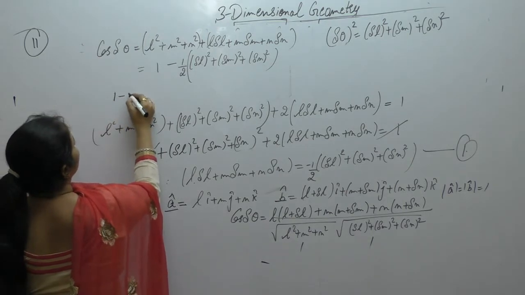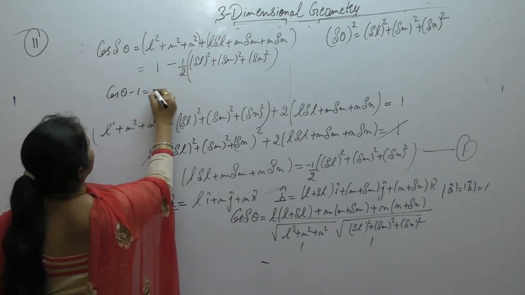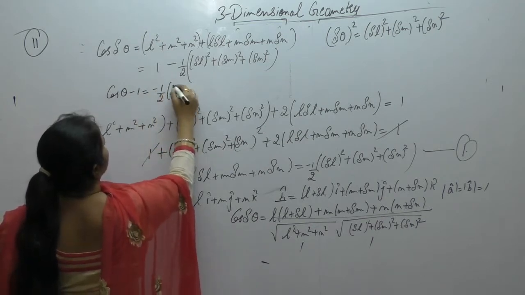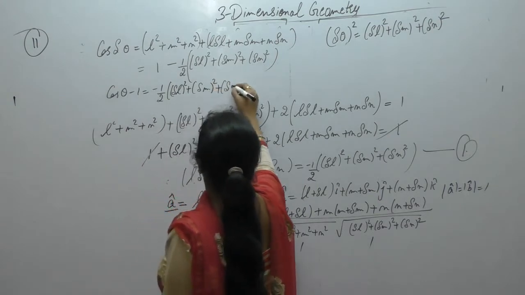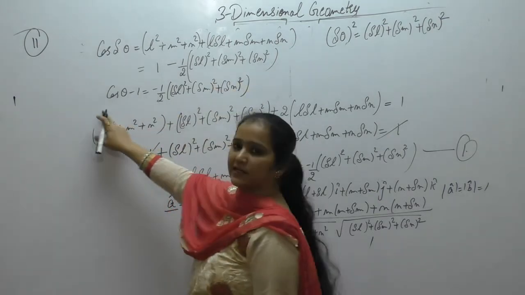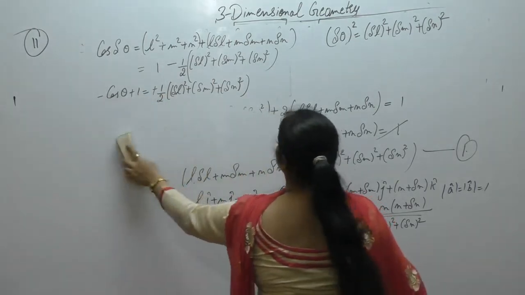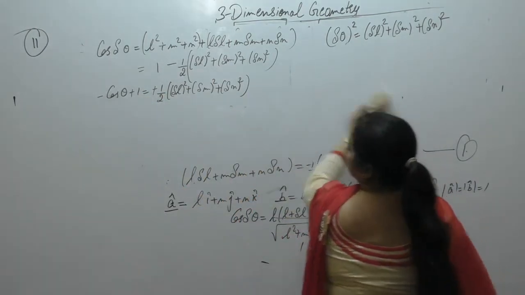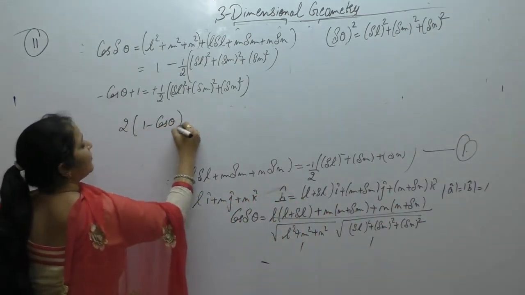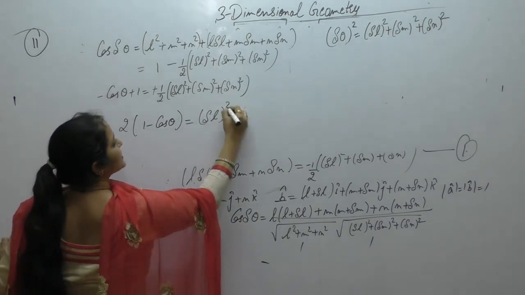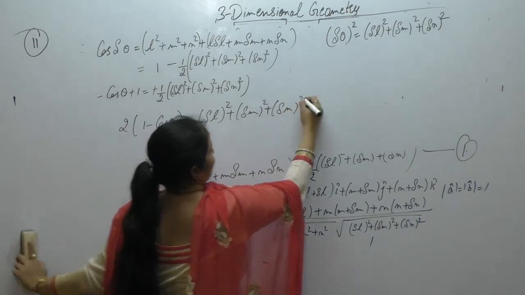And the negative sign. First it becomes cos theta minus 1 is minus 1 by 2 (delta L squared plus delta M squared and delta N squared). The negative sign goes on that side, then it becomes 1 minus cos theta. The 2 goes on the left hand side. What is the formula for 1 minus cos theta? It equals 1 by 2 (delta L squared plus delta M squared plus delta N squared).